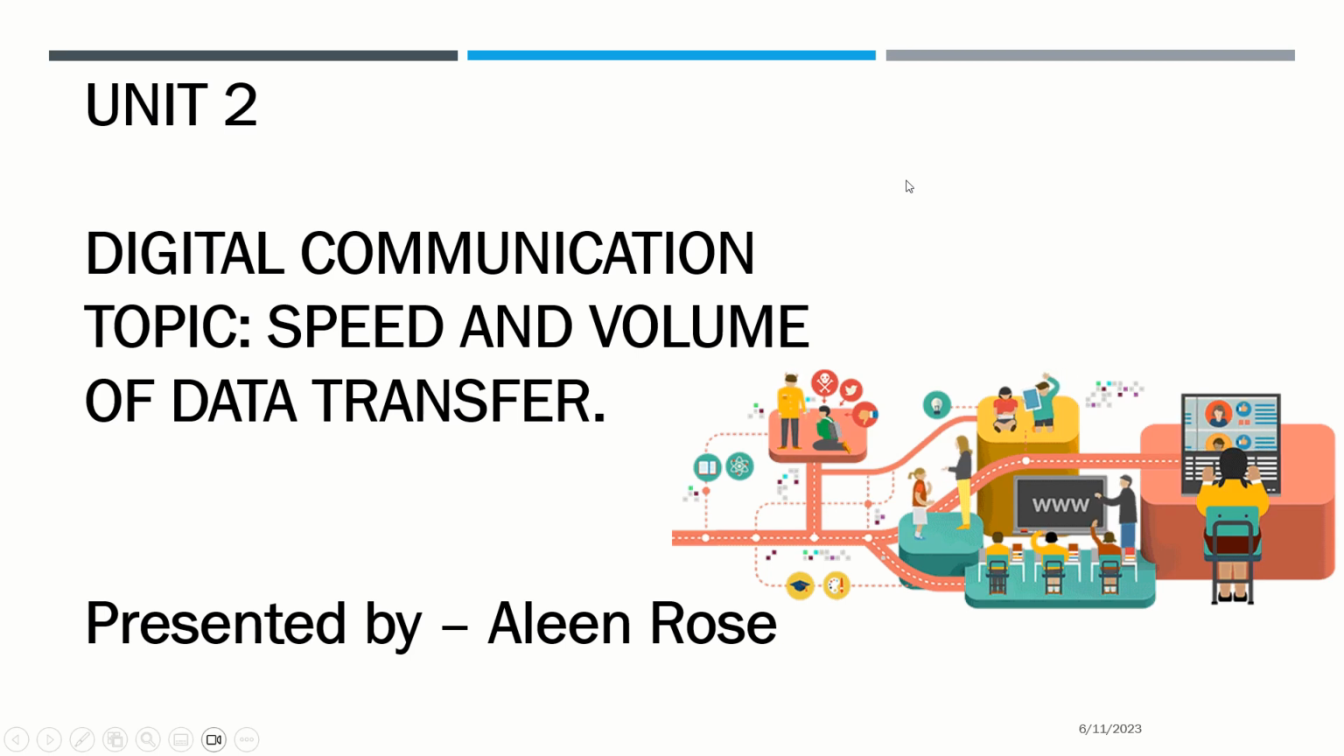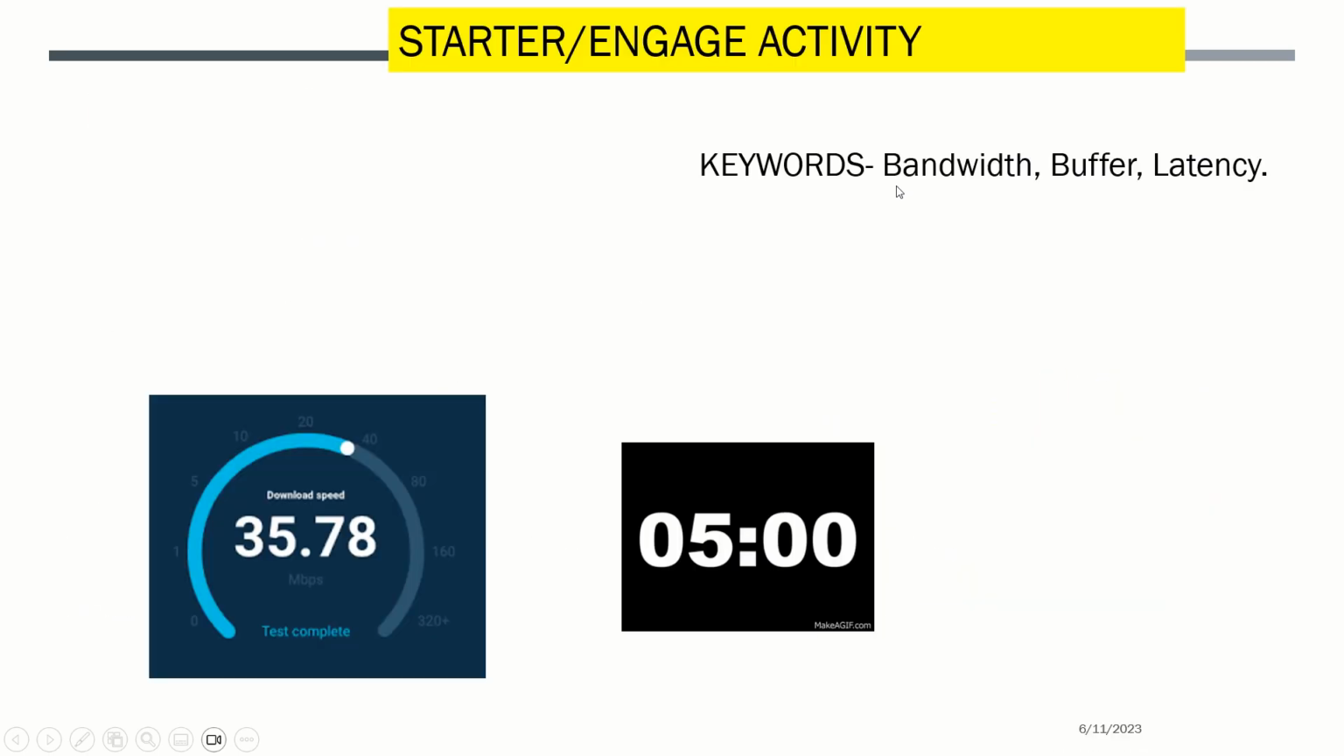Digital communication, the first topic is speed and volume of data transfer. How fast the data is transferred from device to device and how much data is transferred. Here three keywords come, the first is bandwidth. Bandwidth means the amount of data that is transferred, the volume of data that is transferred.